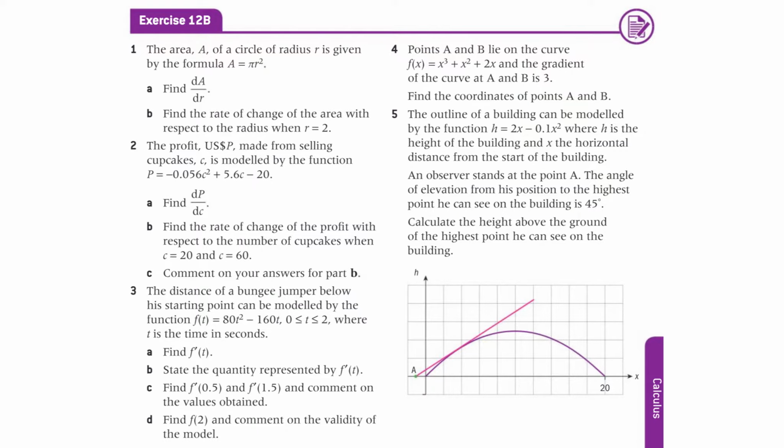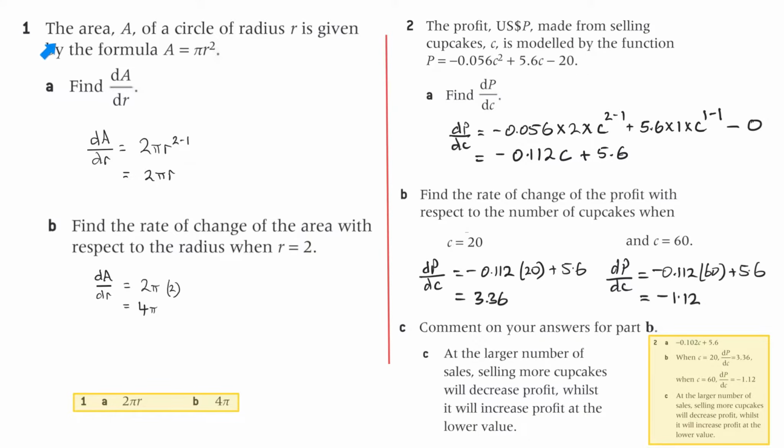Exercise 12b. Let's have a look at 1. The area A of a circle of radius r is given by the formula A equals pi r squared. A, find dA dr. Well, we differentiate this.